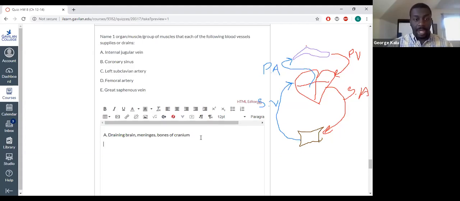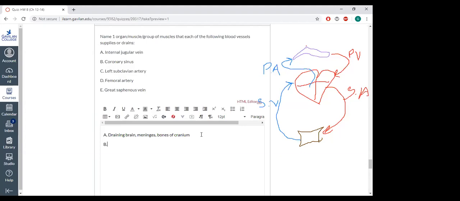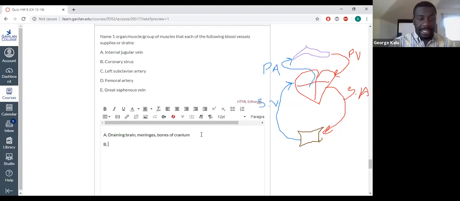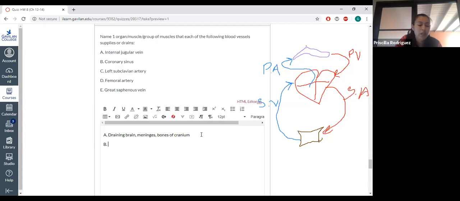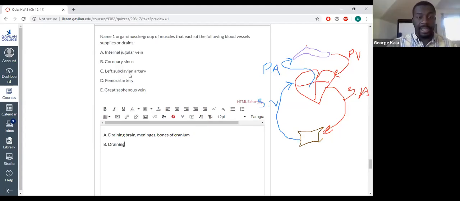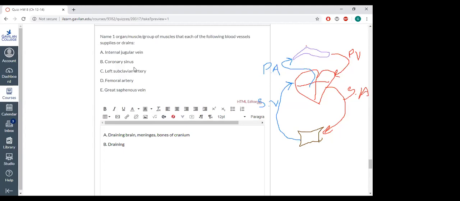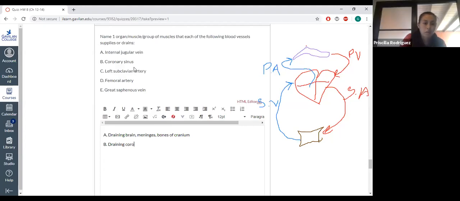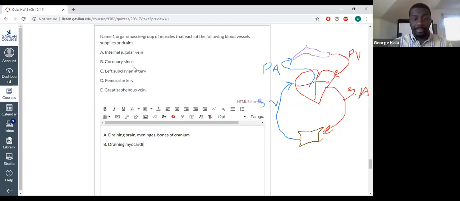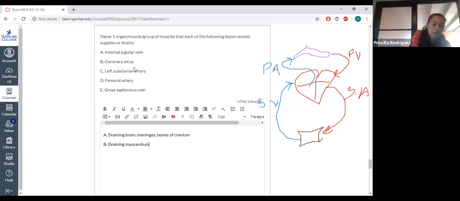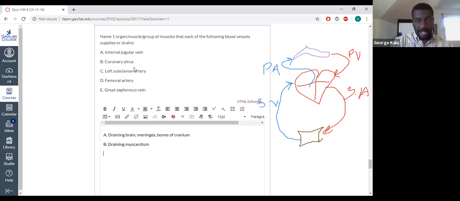Perfect. Cool. What about B, the coronary sinus? Let's start with, is it going to be supplying or draining? Emptying, right? Draining. Right. It's going to be draining deoxygenated blood. And where is it going to be draining that blood from? The coronary veins. Yeah. The coronary veins, right. So it's going to be draining essentially from the myocardium. And so all the coronary veins are going to empty into the coronary sinus, which will then drop off into the right atrium. If you said coronary veins, I'll take that too.